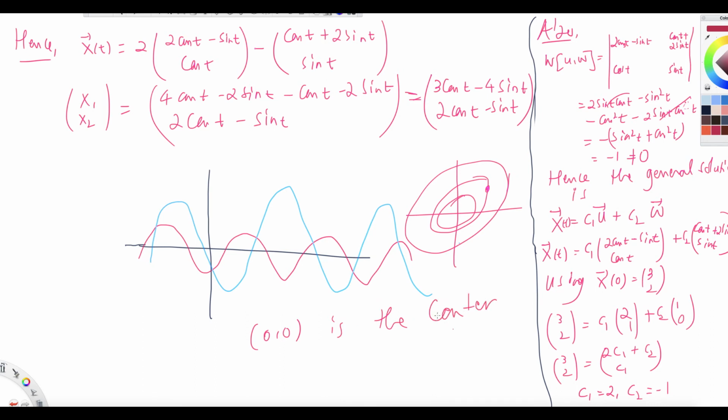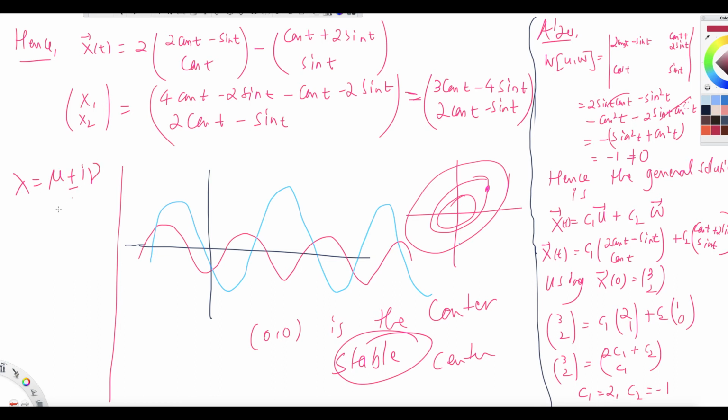And in this situation, we call it stable. 0, 0 is a stable center, okay? Stable center. So what is the idea then? How can we summarize that? For the eigenvalues mu plus minus i nu, if mu is greater than zero, then unstable. If the real part is greater than zero, unstable; if mu is less than zero, stable, right?